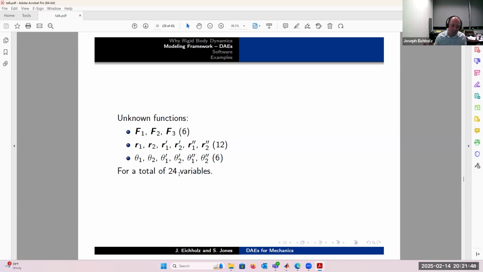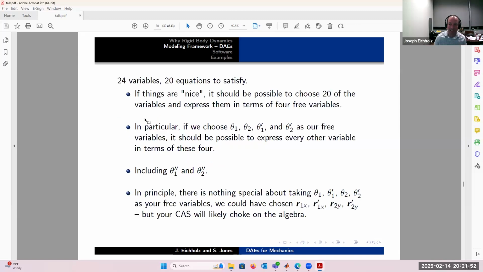At this point, they have probably seen at least some linear algebra. They should realize that, yeah, 24 variables, 20 equations to satisfy. Hopefully, you can choose 4 free variables. How should you choose your 4 free variables? Well, you can choose them a lot of different ways. There's a little bit special about theta 1, theta 2, theta 1 prime, and theta 2 prime, but in principle, you could choose a lot of different free variables.